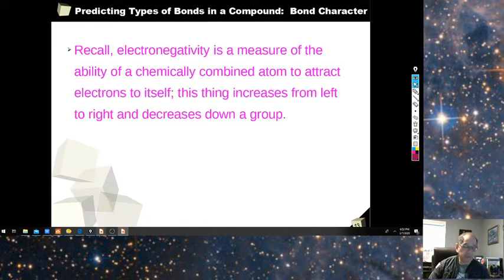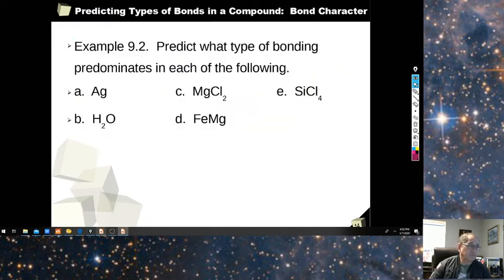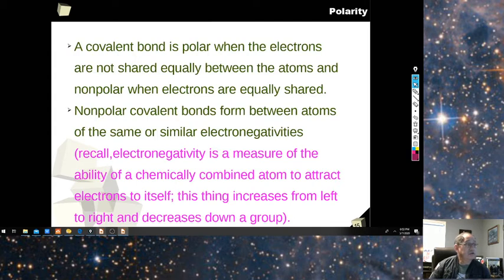Okay, so we know. Electronegativity, I'm not going to worry about that. We've got enough other stuff to worry about. Covalent is polar. Okay, know the difference between polar covalent versus non-polar.